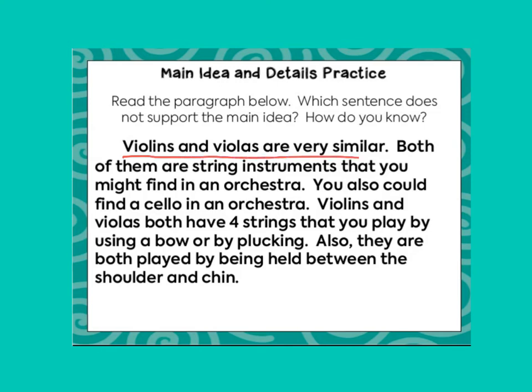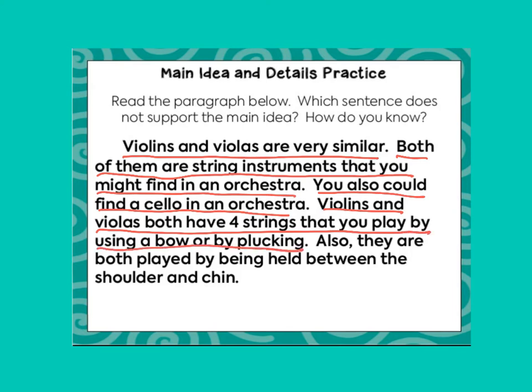Violins and violas are very similar. Both of them are string instruments that you might find in an orchestra. You also could find a cello in an orchestra. Violins and violas both have four strings that you play by using a bow or by plucking. Also, they are both played by being held between the shoulder and chin.